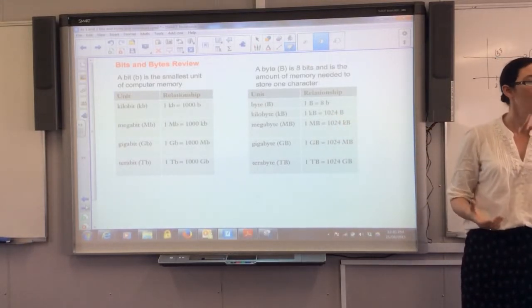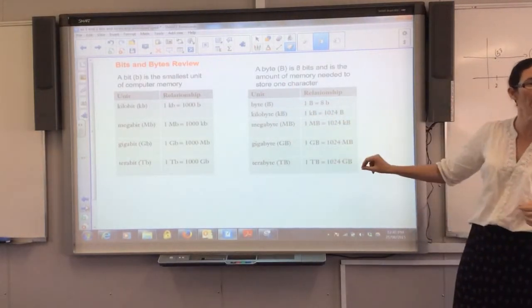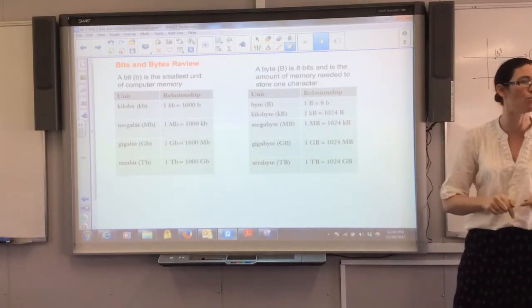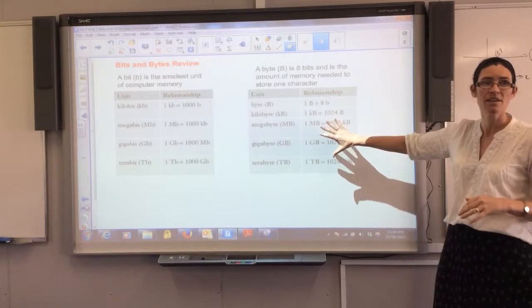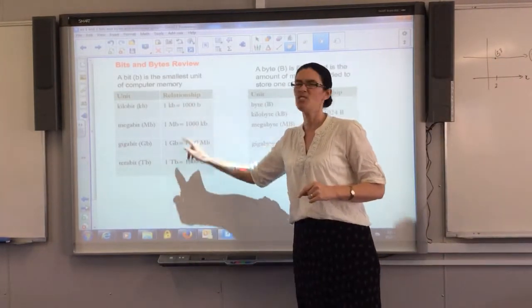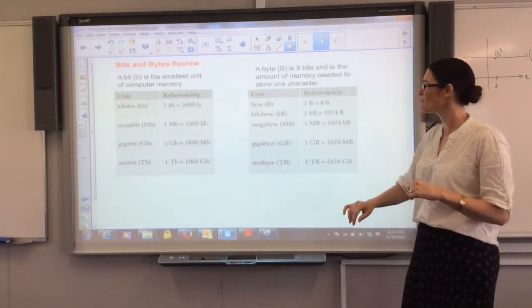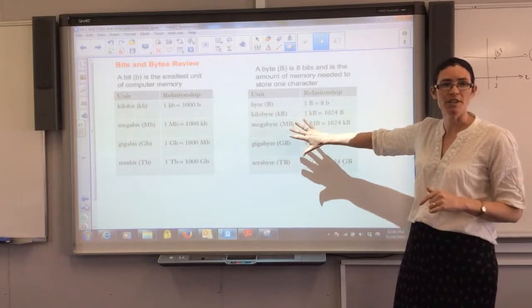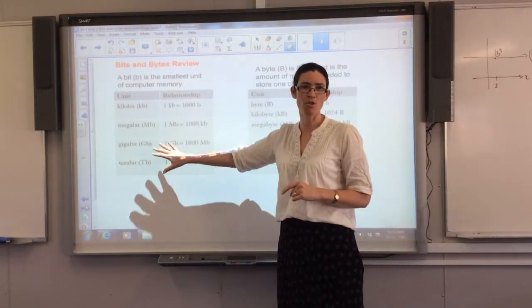Now, luckily, you do not need to memorise this. This information, including the fact that 1 byte is 8 bits, is given to you on your formula sheet. You do not have to memorise this. It is assumed, though, that you can memorise this, because that's just the normal. This one is on the formula sheet. Everything for bytes is on the formula sheet, but bits is not.